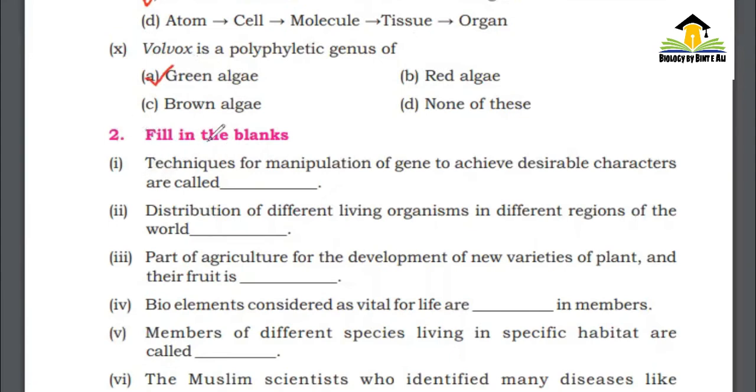Question number 2, fill in the blanks. Number 1, techniques for manipulation of genes to achieve desirable characters are called biotechnology. Number 2, distribution of different living organisms in different regions of the world is biogeography.